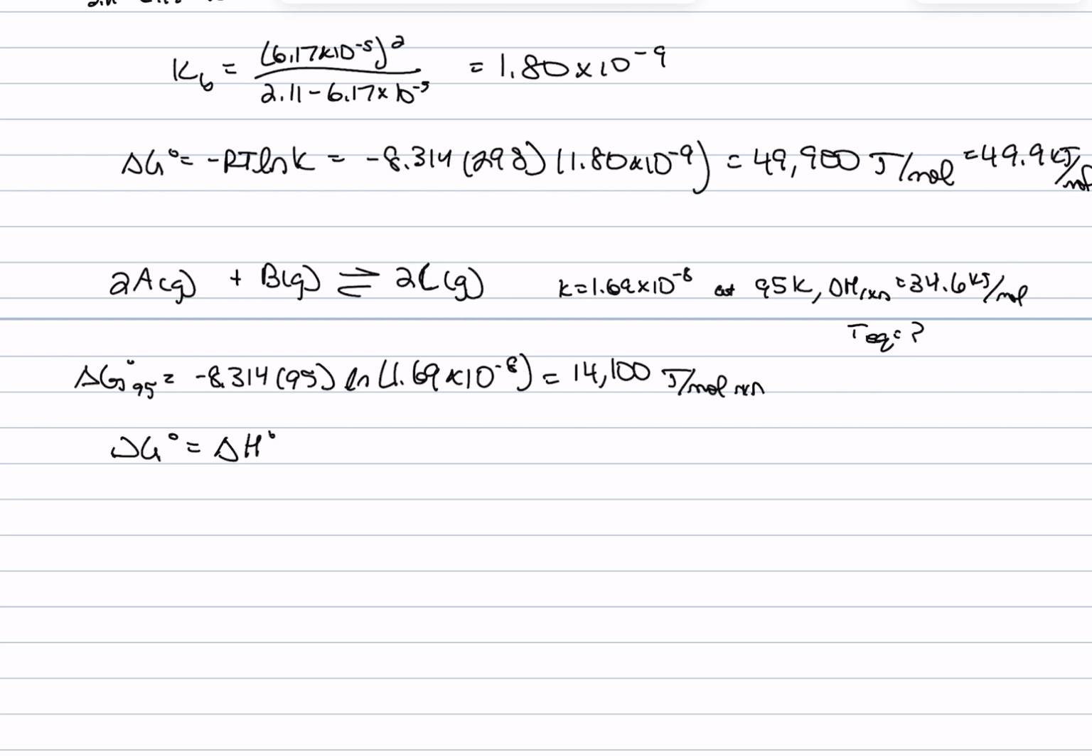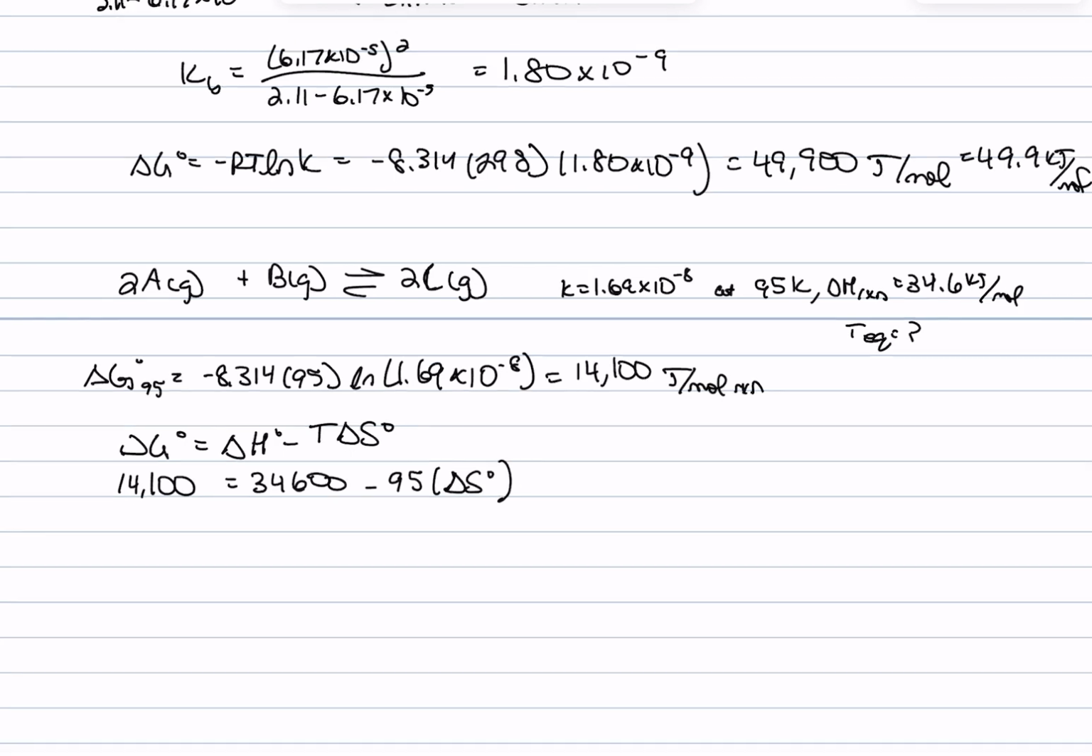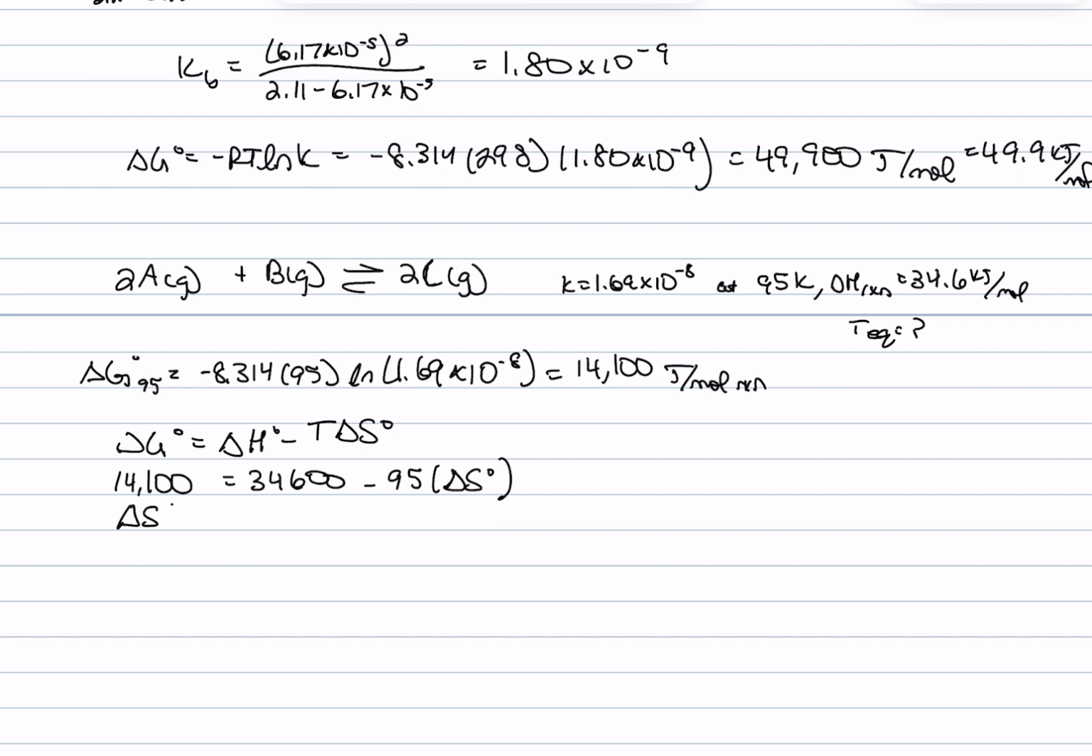And from there, we need to calculate the other unknown, which is delta S standard. And so we can plug into delta G standard is equal to delta H standard minus T delta S standard. And so we get 14,100 is equal to 34,600 minus 95 times delta S standard. And so we end up getting a delta S standard of 216 joules per mole Kelvin.